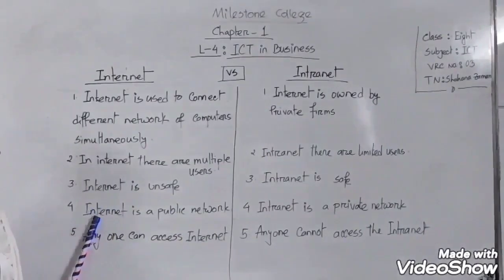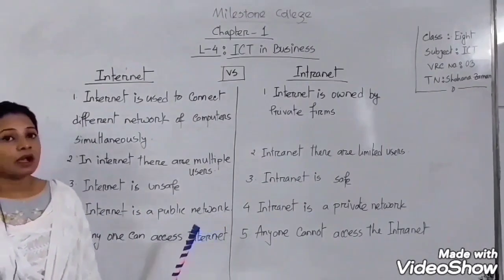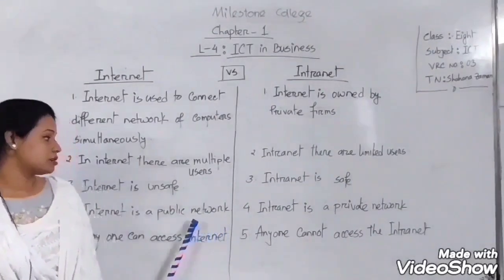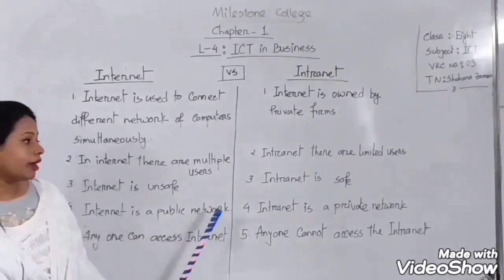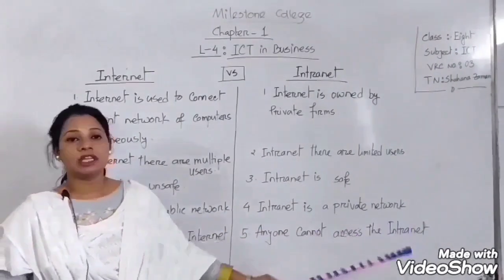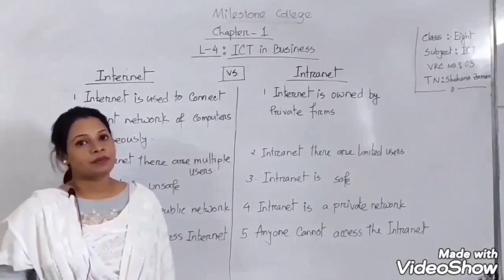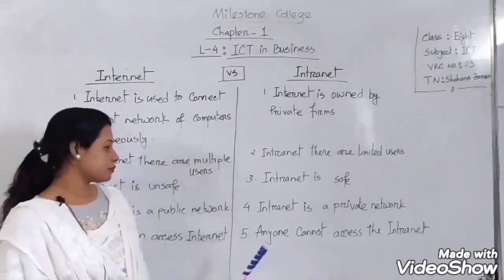Number four, the internet is a public network. Yes, I already told you that thousands of millions of people are using the internet, so we can say it is public. Anyone, anytime can access it. Whereas an intranet is a private network. You cannot access their server or their account.